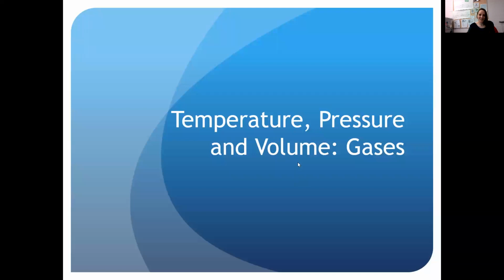Hey guys, so today we're doing a quick and easy lesson continuing on with our gases unit. We're going to be going over some of the different factors that affect gases like volume, temperature, and pressure, and then there'll be one little calculation at the end that you guys will have to do. So this is our lesson on temperature, pressure, and volume of gases.